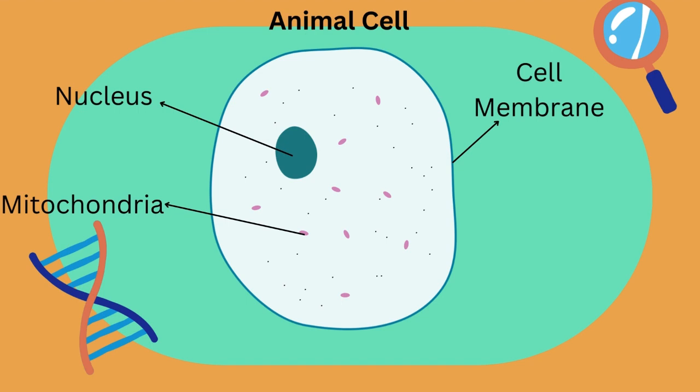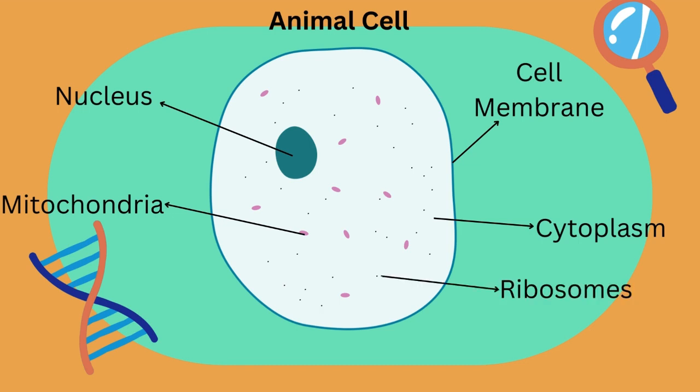The cell membrane is important. It controls movement in and out of cells. All the chemical reactions that occur in the cell happen in the cytoplasm, a jelly-like substance. Finally, the ribosomes make proteins through a process known as protein synthesis.